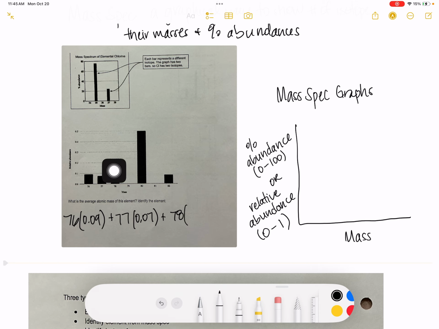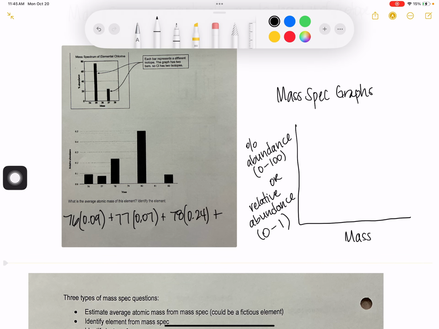Then the isotope with a mass of 78, somewhere in the neighborhood of, let's see, maybe 24% abundant. Plus, there is no 79, so be careful. Then the isotope with a mass of 80, which is pretty dead on at 50% abundant, or 0.5. And then no 81, but 82. I think that abundance is actually in between this one and this one, so I'm going to go with 8%, or 0.08. So this is a little bit of a lesson in estimation, but also in doing a percent weighted average calculation from data on a graph.